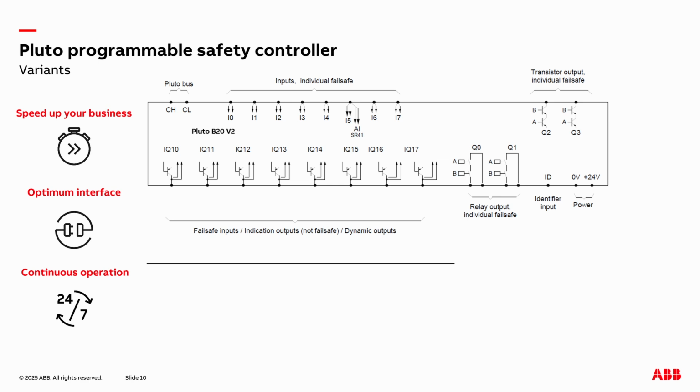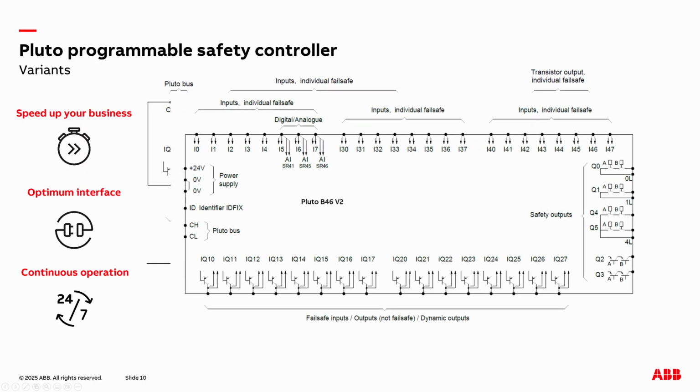No deep dive here, but here is the I/O configuration of a Pluto B20 version 2. It's fitted with 2 safe transistor outputs, Q2 and Q3, and then you also have 2 voltage-free contacts, safe relays, Q0 and Q1. As you can see, it's 24-volt power, and you also have the CAN bus and an identifier input for an ID fix. We'll get to that later.